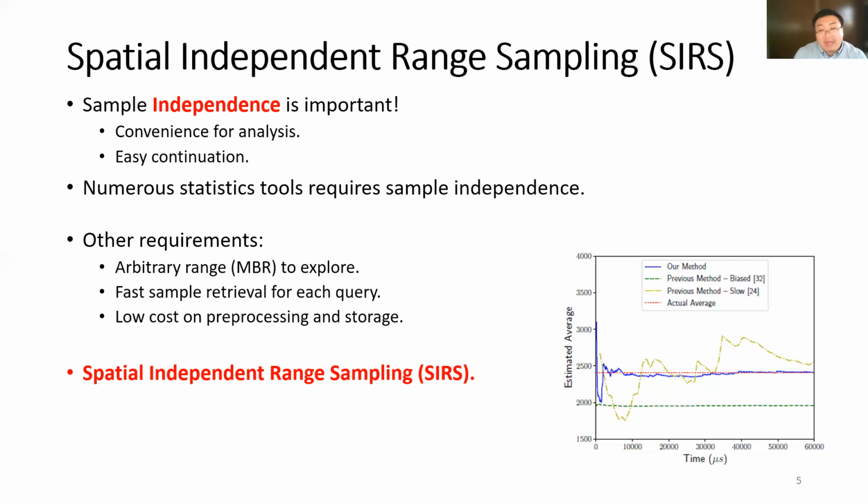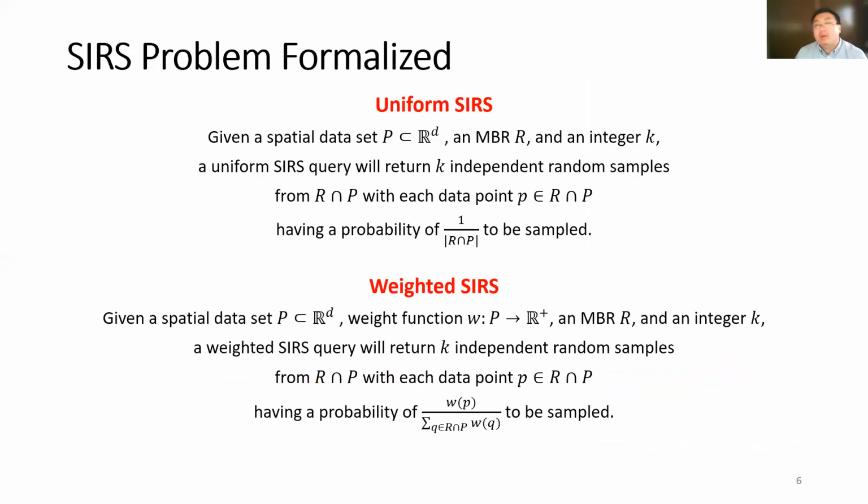In this paper, we call this particular problem the spatial independent range sampling problem, or SIRS problem for short. Formally, there are two flavors of the SIRS problem, namely the uniform SIRS problem and the weighted SIRS problem. In the uniform SIRS problem, a query draws K samples uniformly from the data residing in a query region, and in the weighted version, each data point in a data set is associated with a positive weight. Thus, a weighted SIRS query draws K random samples where each data point residing in a query region has a probability proportional to its share in the total weight of the region to be sampled.